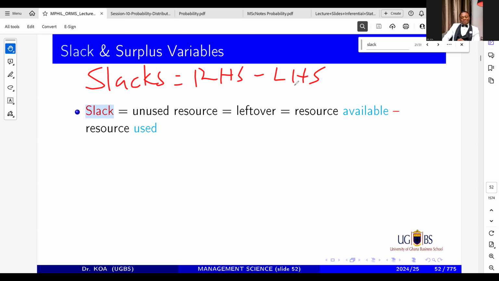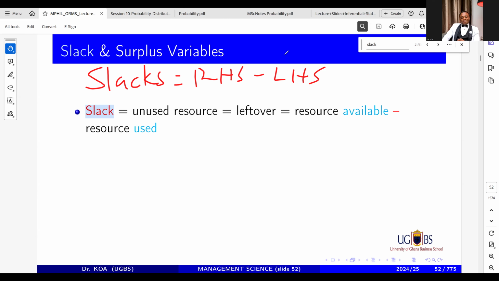Slacks can help you to write the linear programming in the standard form. Now, as you know, the linear programming is written normally with inequalities. But for some reasons, when you write the linear programming with equalities, it looks nice. And it can be used for other benefits, other purposes.